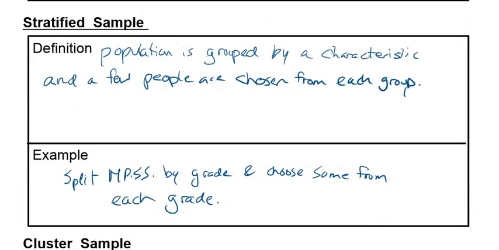The second one is called a stratified sample. And in this one, the population is grouped by a characteristic and a few people are chosen from each group. So we're going to break down the population, let's say McKinnon Park Secondary School, by some characteristic. We could split them up by their grade, and then we could choose some people from each grade. So let's say we could pick 40 grade 9s, 40 grade 10s, 40 grade 11s, 40 grade 12s, and then we could survey each of them, and that might give us a good representation of the population, which is McKinnon Park Secondary School students.